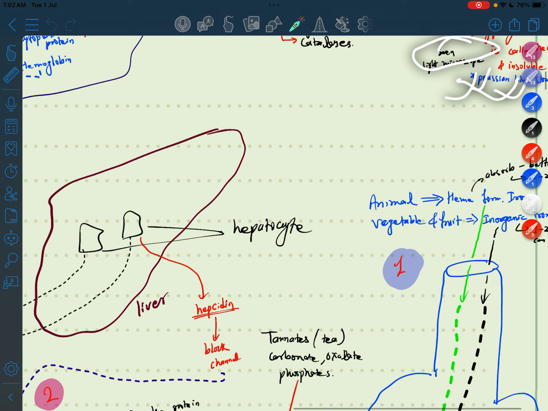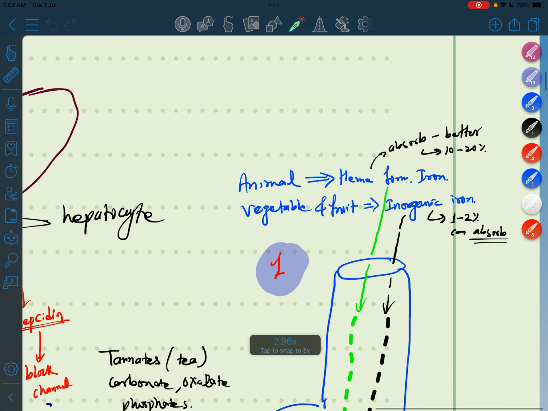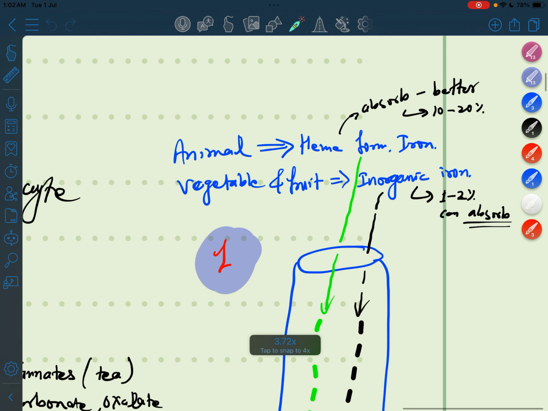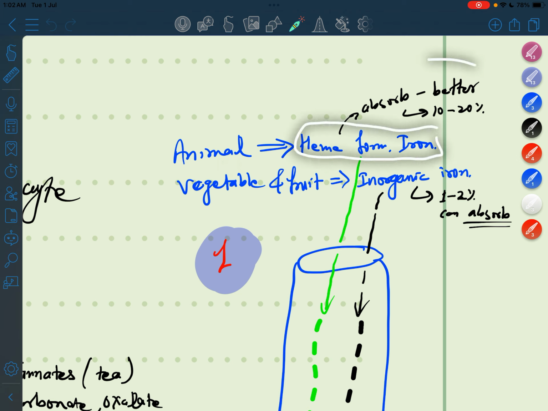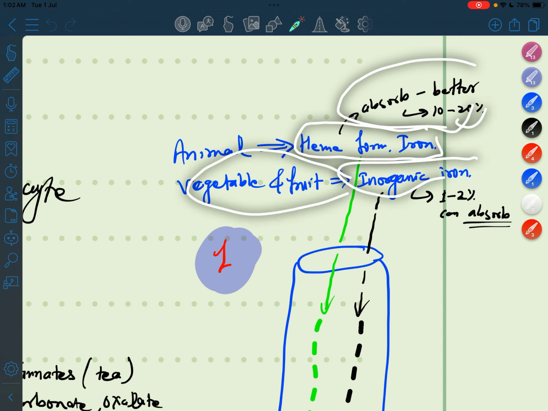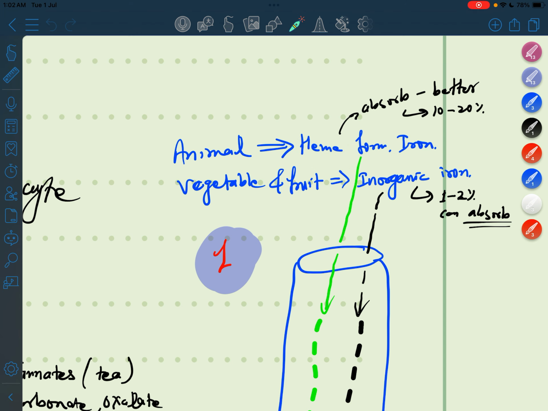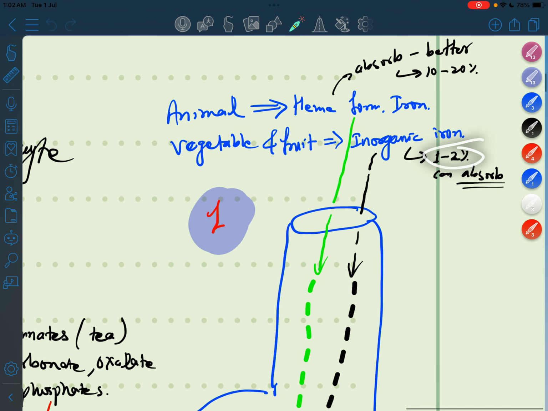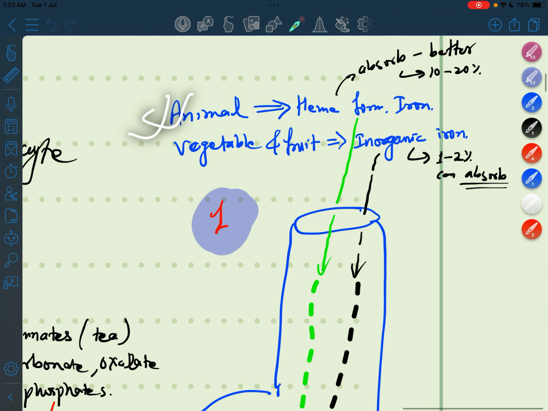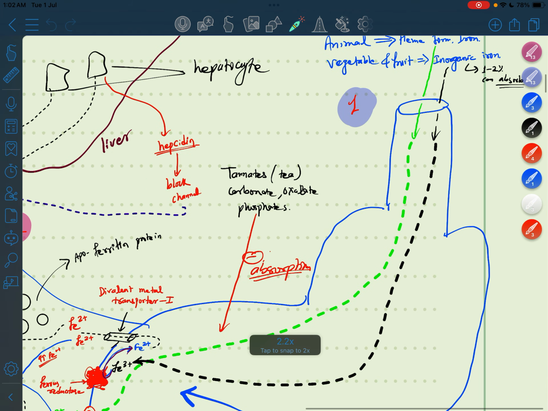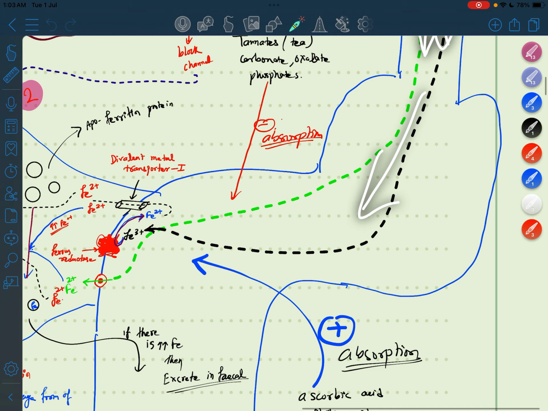the ferritin is seen. So regarding iron deficiency anemia, when we take animal products, there is heme form iron, and it is absorbed better, 10 to 20%. But in vegetables and fruits, there is inorganic iron, and it is absorbed only 1 to 2%. So the most preferred source of iron is animal meats. When we eat animal meats or fruits, the iron goes to the stomach.